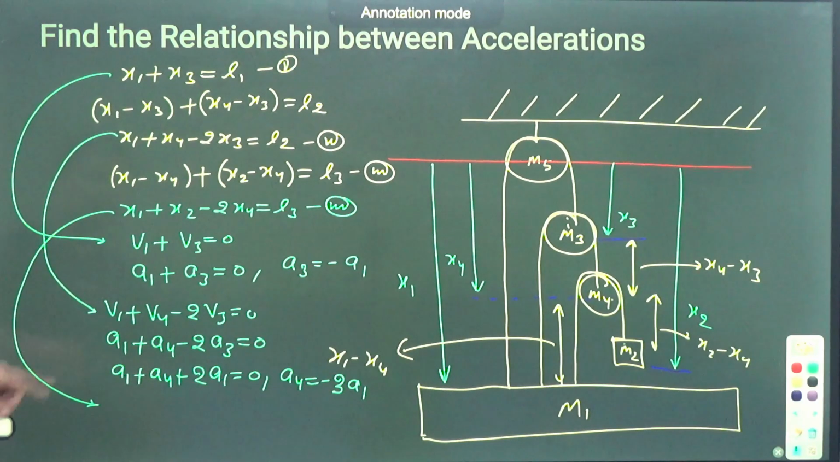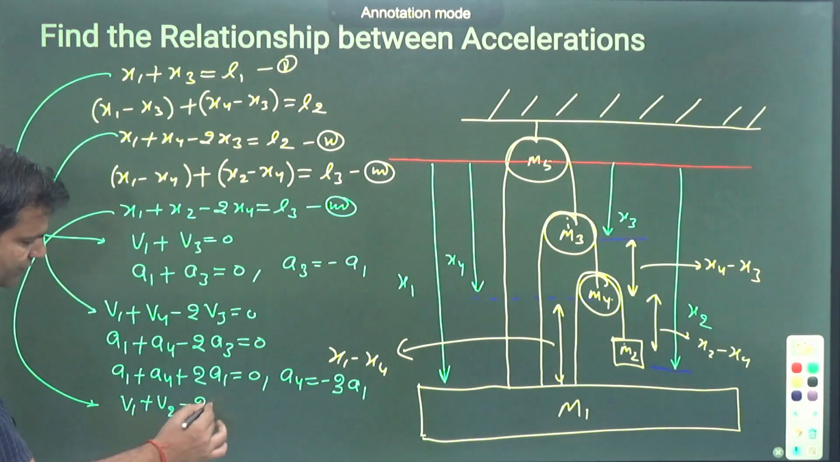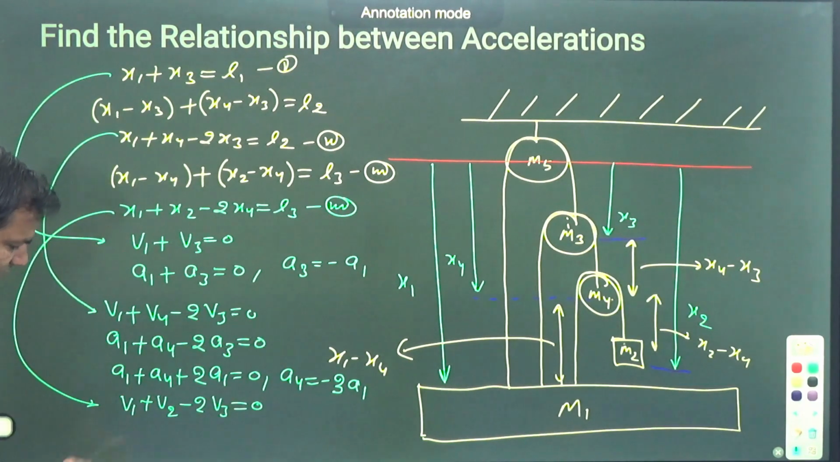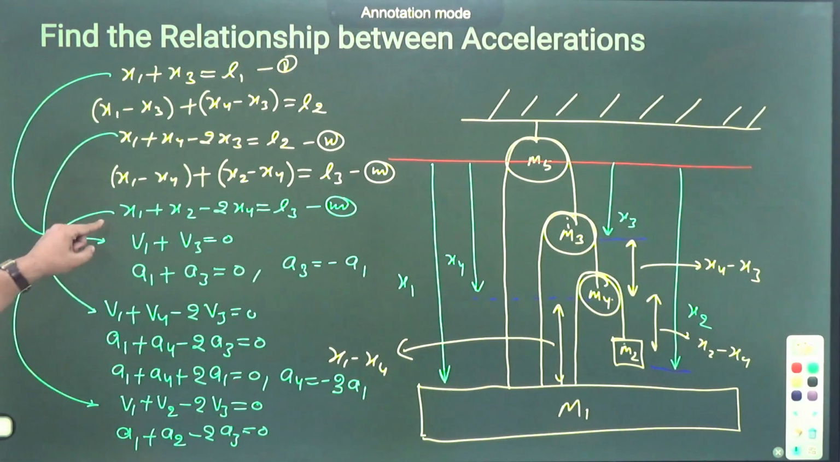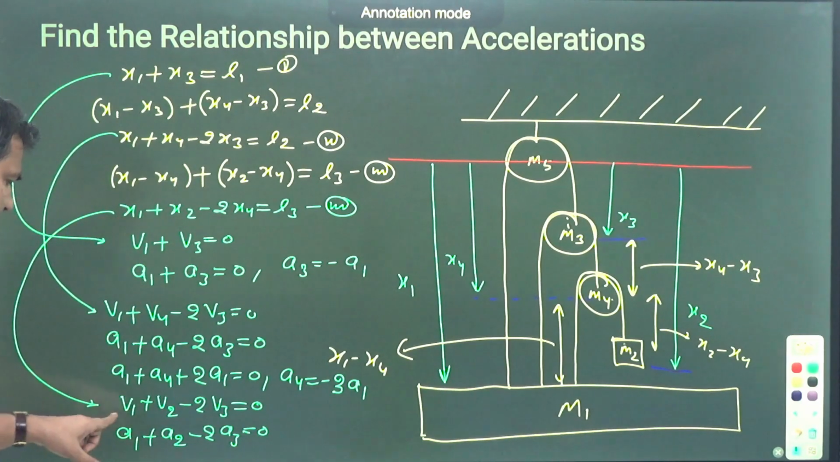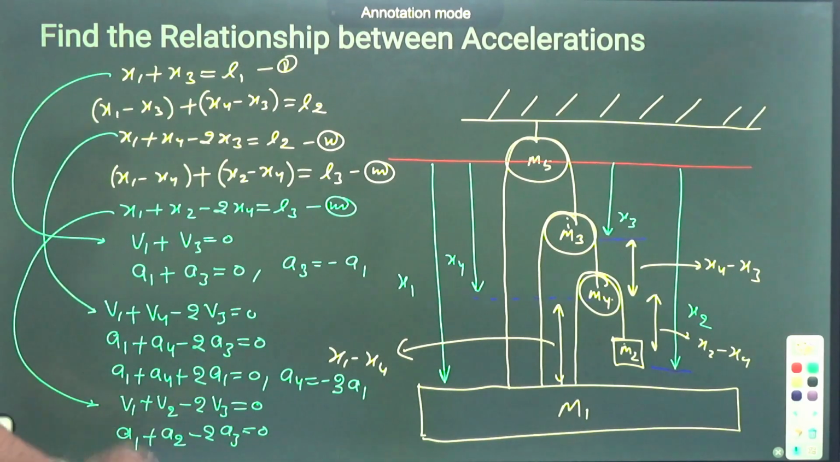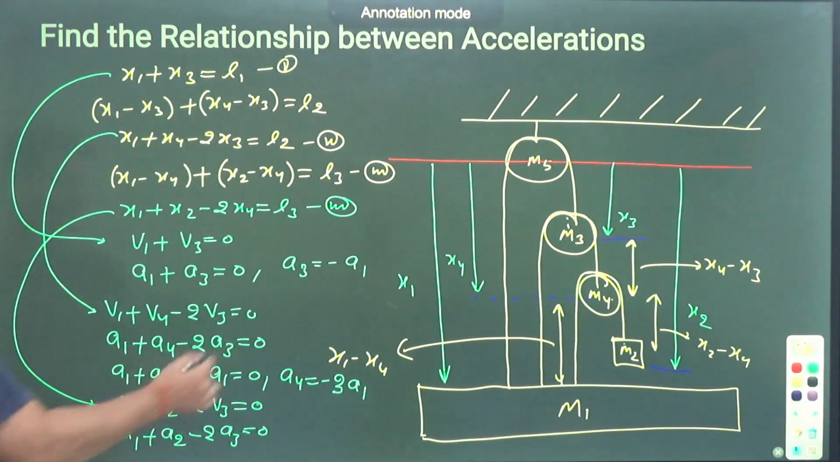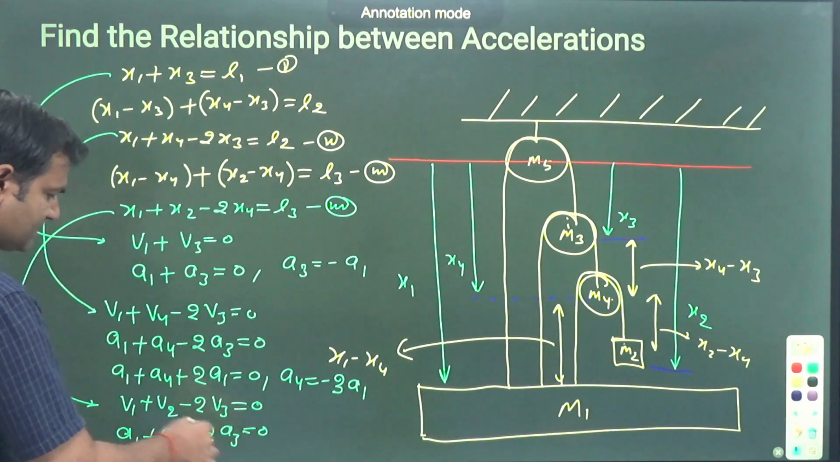Now, next one. This one is also in terms of velocity, written v1 plus v2 minus 2v3, and this will be equal to 0. In terms of acceleration, it is written as a1 plus a2 minus 2a3, equal to 0. Clear or not? If you differentiate with respect to time, we get velocity, and again we get acceleration. What about a3? a3 is minus a1.